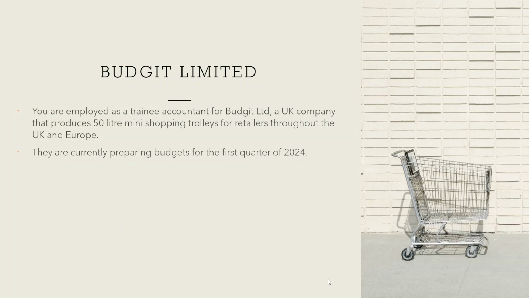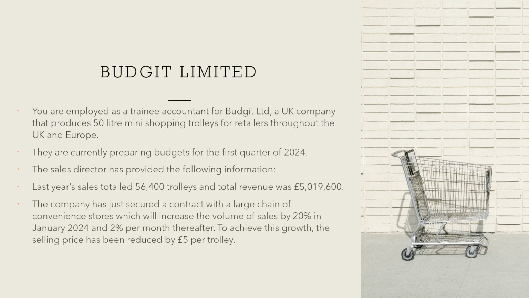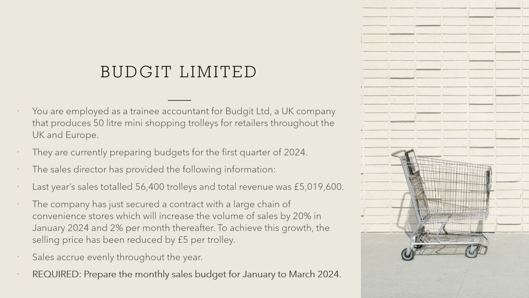They're currently preparing budgets for the first quarter of 2024, and the sales director has provided the following information. Last year's sales totaled 56,400 trolleys and their total revenue was £5,019,600. The company has just secured a contract with a large chain of convenience stores which will increase the volume of sales by 20% in January 2024 and 2% per month thereafter. To achieve this growth, the selling price has been reduced by £5 per trolley. What we're told as well is that sales accrue evenly throughout the year, and we are required to prepare the monthly sales budget for January to March 2024.